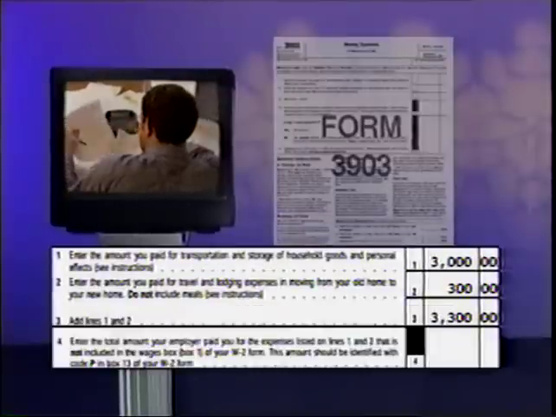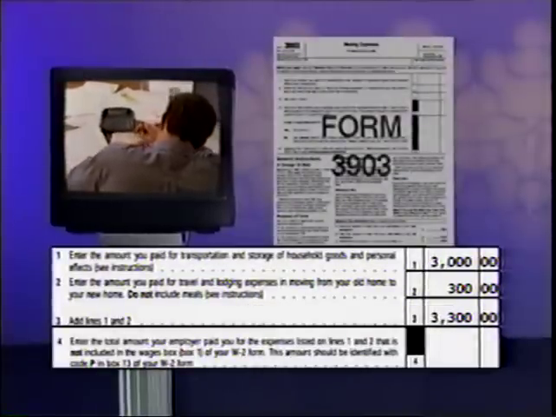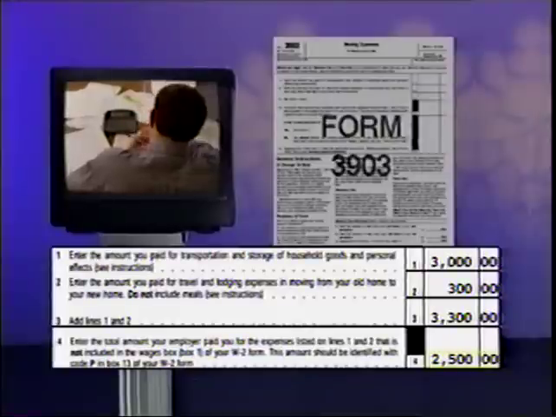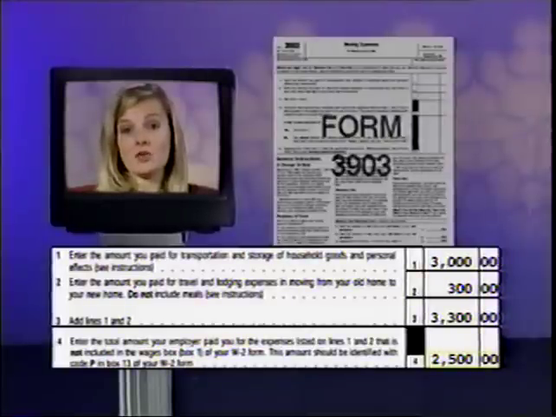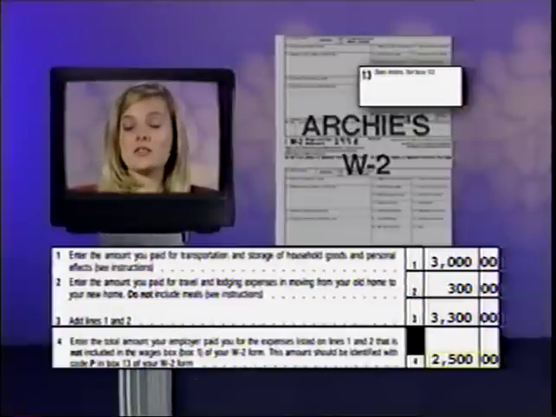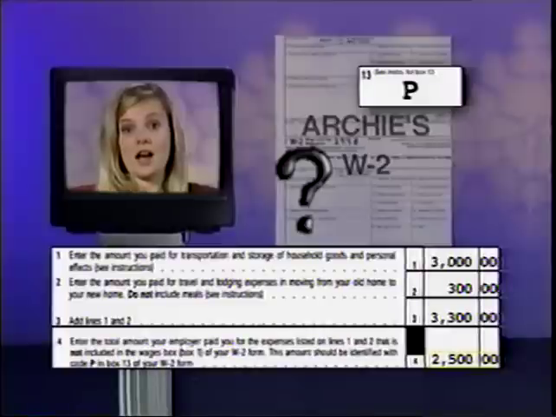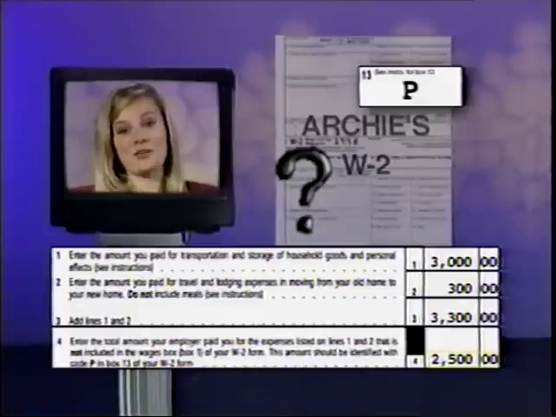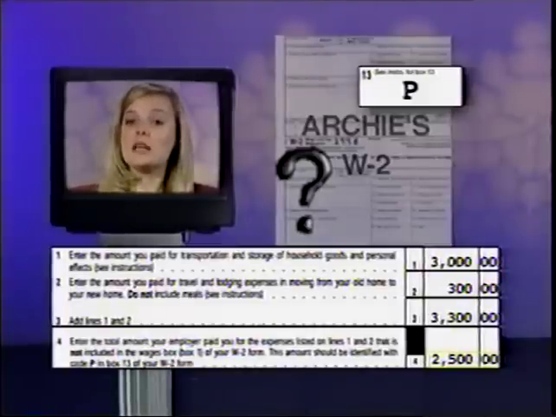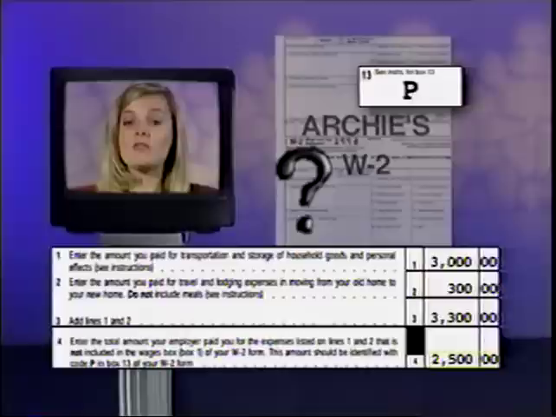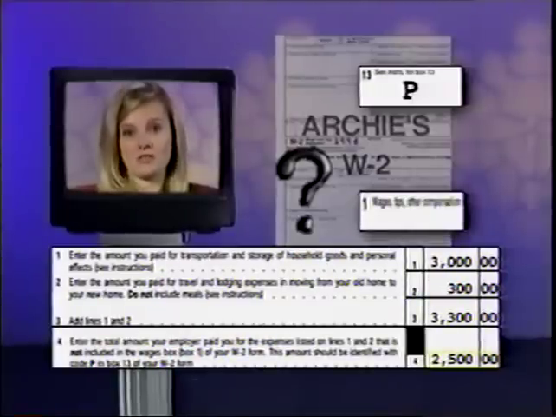Line 4 is the amount Archie's employer paid him for moving expenses, $2,500. How do we find this number in our records? In box 13 of Archie's W-2, there's a P notation. Why is it a P? Somebody deep inside the bowels of the IRS may know, but we sure don't know. For our purposes, it just means that Archie was reimbursed the $2,500 for deductible moving expenses, and that amount is not included in the wages reported in box 1 of his W-2.